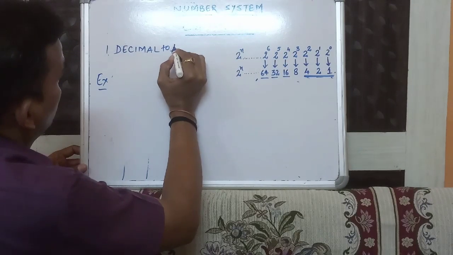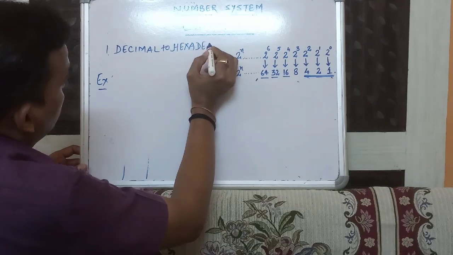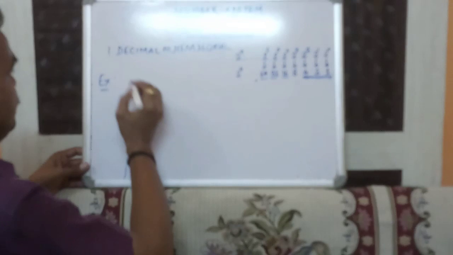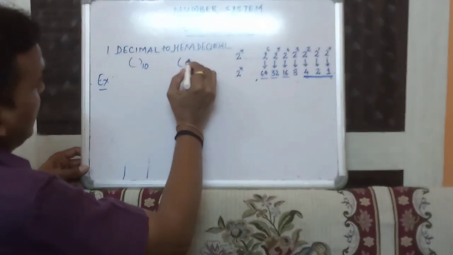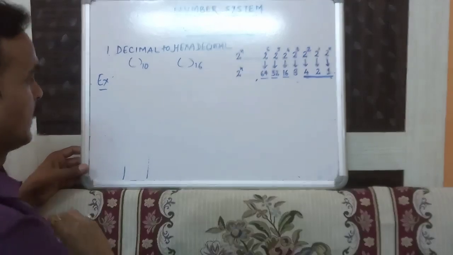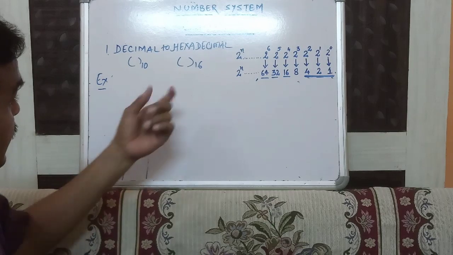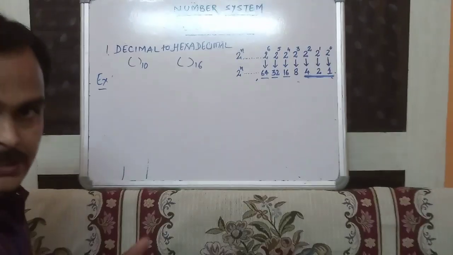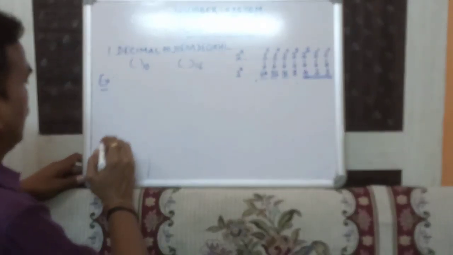Decimal to hexadecimal. As we know that decimal has the base of 10, hexadecimal has the base of 16. Okay, so what value will we get as an answer which has the base of 16?